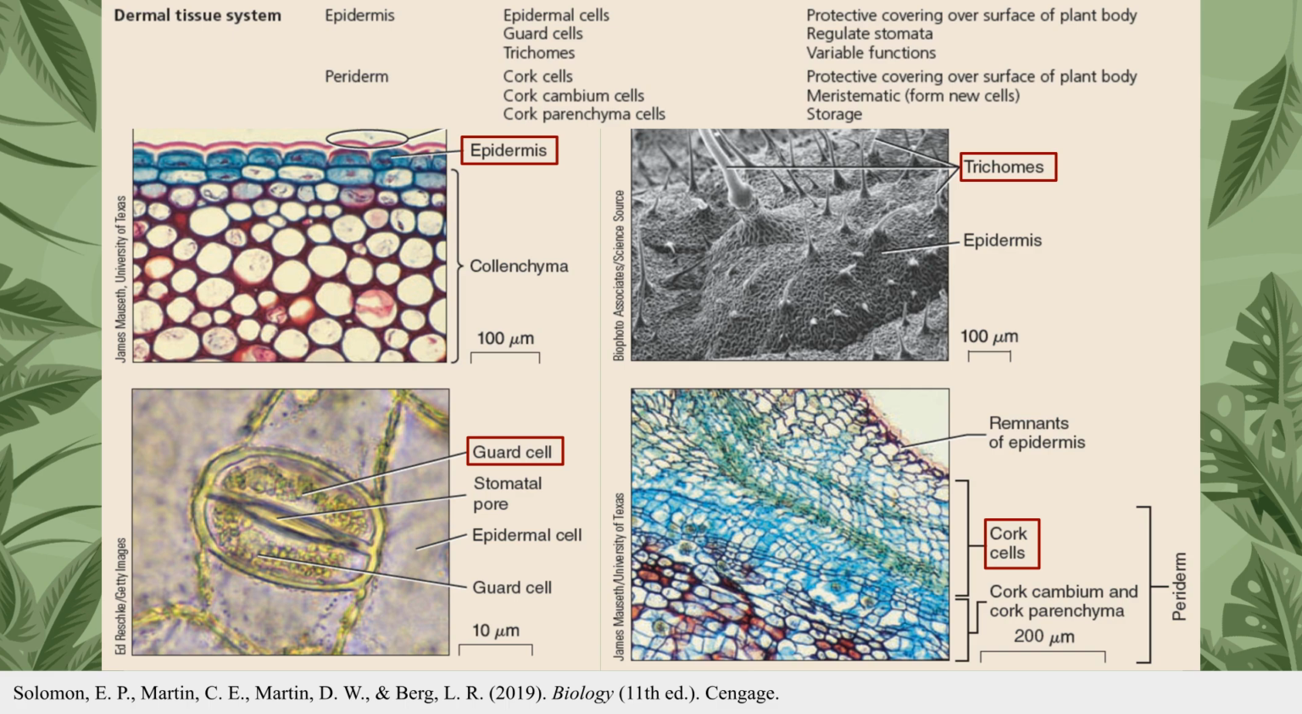The dermal tissue system forms the outer covering of the plant and serves as the first line of protection. The epidermis is the outermost layer of cells found on leaves, stems, and roots. Its primary function is to protect the plant and reduce water loss.